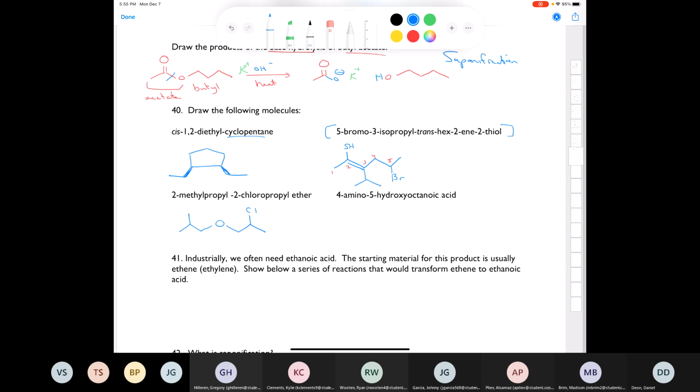Next one is practice drawing an amino acid. You got 4 amino, and when you have amino, that's just adding an NH2. 5 hydroxy. When you have a hydroxy, that's just adding a hydroxyl, an OH, and octanoic acid. So look, everybody who's hearing the sound of my voice can draw octanoic acid with their eyes closed, right? So you have 1, 2, 3, 4, 5, 6, 7, 8, okay? On the fourth carbon, we're going to put an amino group like that, and on the fifth carbon, we're going to put a hydroxy, and that's it. Okay, nothing more than that.